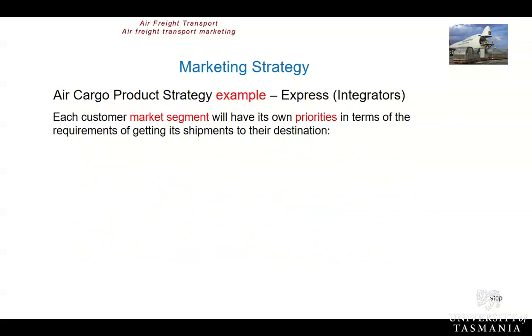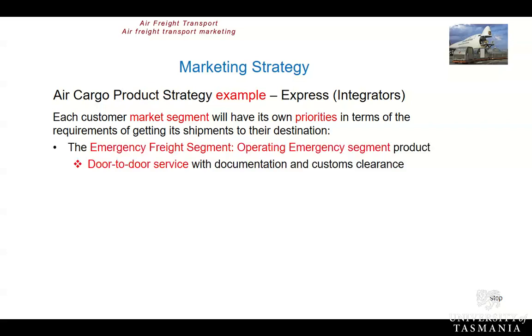Here's an example of how the integrator might articulate their product strategy, and I've chosen a different market segment. This market segment is actually pretty appropriate for the integrator because we know that integrators do that door-to-door service, so in many cases they're required for urgent shipment. So I've chosen the emergency freight segment.